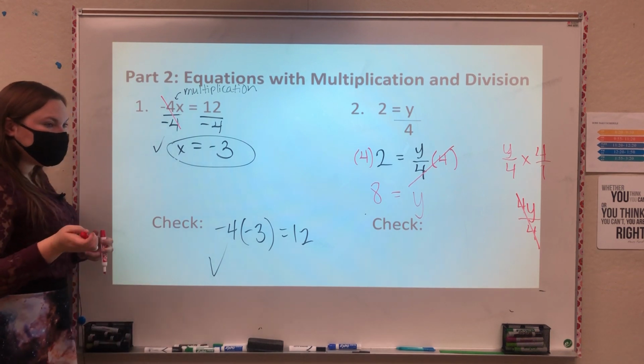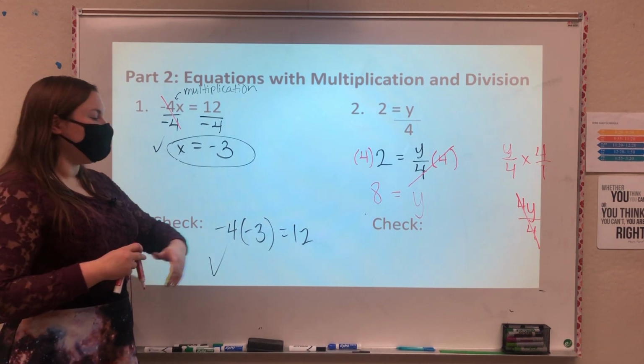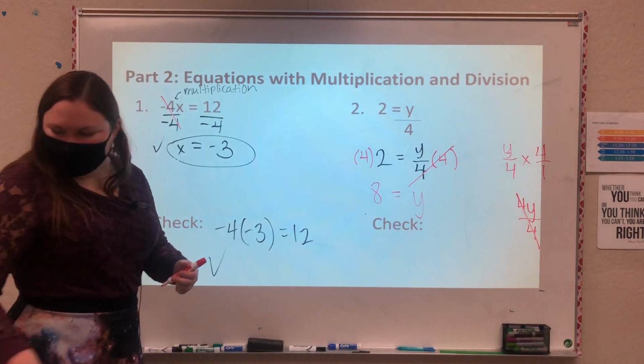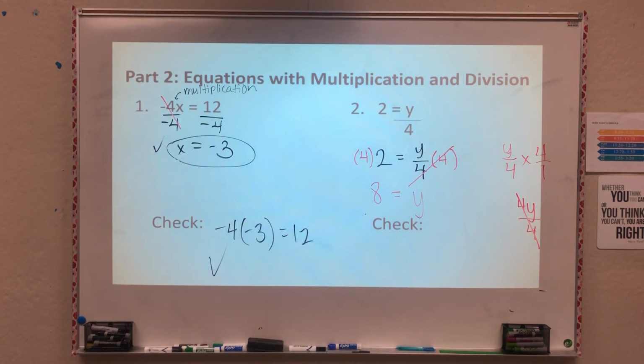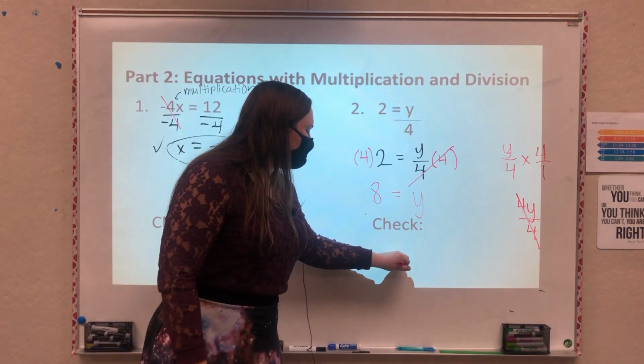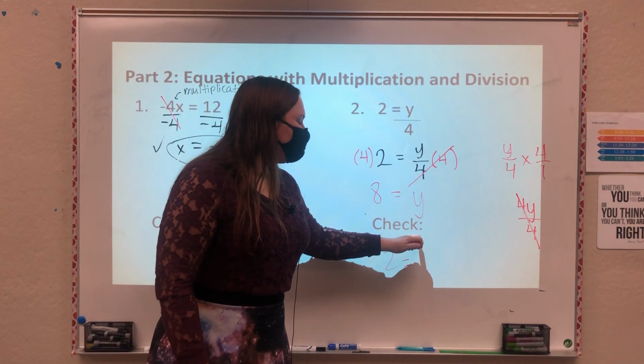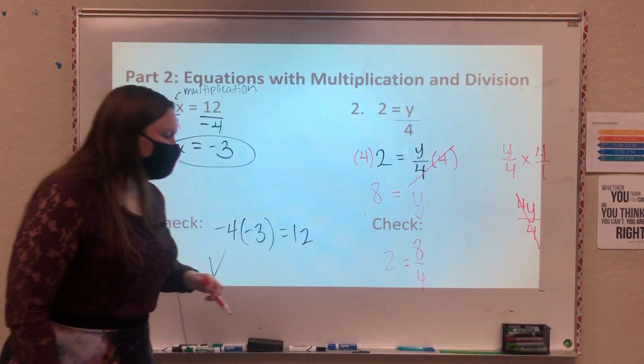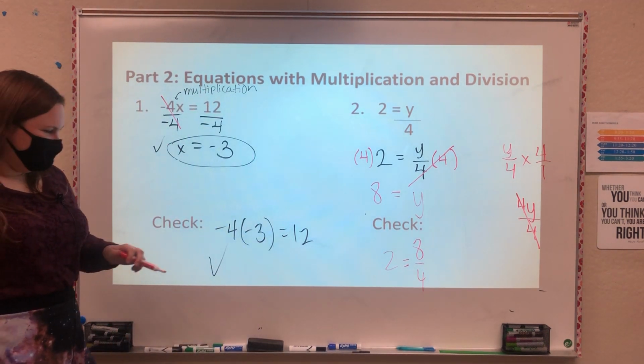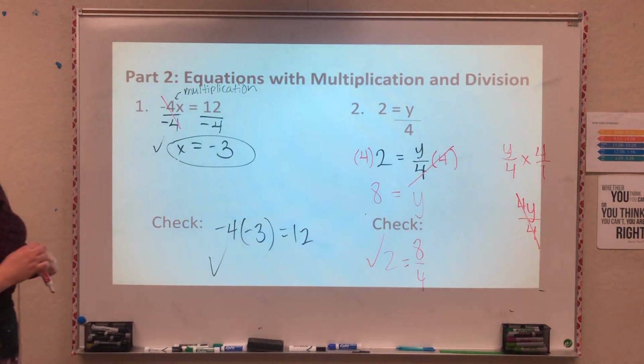I think the division ones are most challenging, so we could always check. We could check by doing what? 2 is equal to 8 divided by 4. Yep. What do you think? True? Not true? Yeah. So that kind of helps you see why.